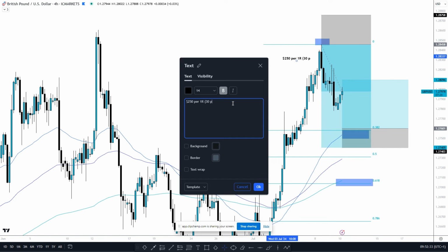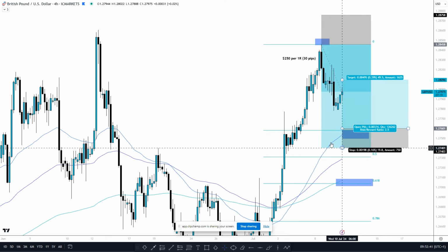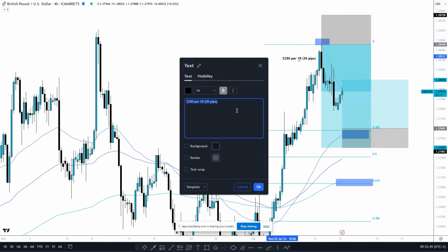Now assume that this trade goes down to here, it will be running 105 pips, which is obviously 3.5R. So what you end up doing is the $250 times the 3.5R. Because if you're looking at this position here, you're basically saying that it's going to be running 3.5 times my stop loss at 250, which is 875.